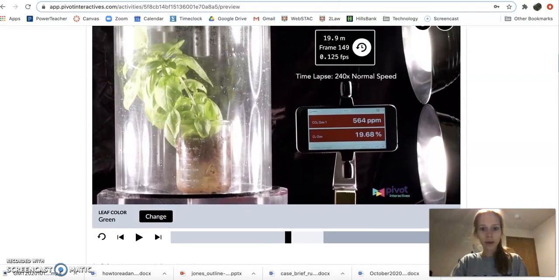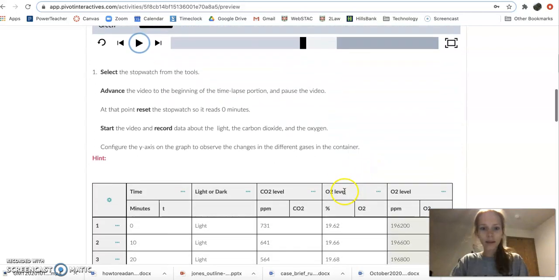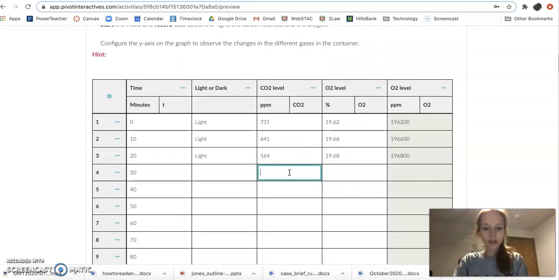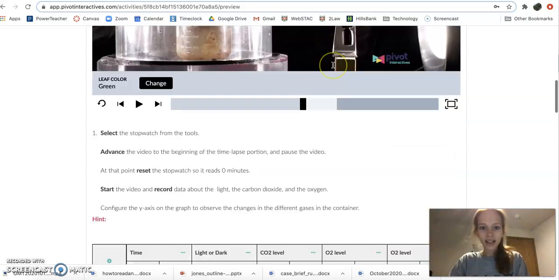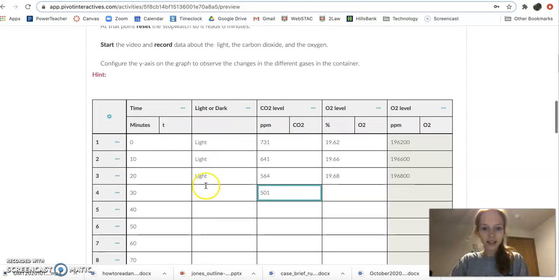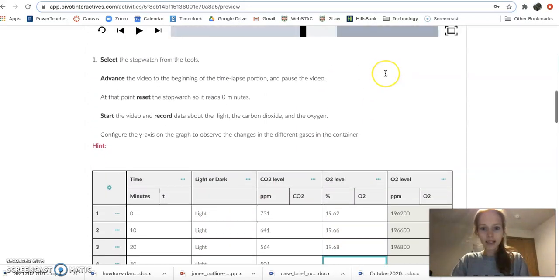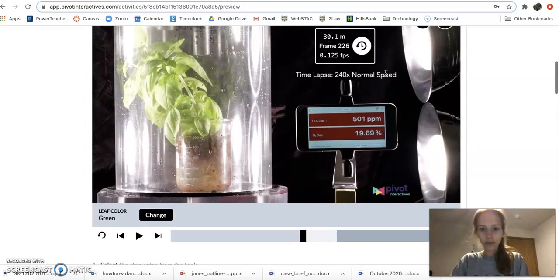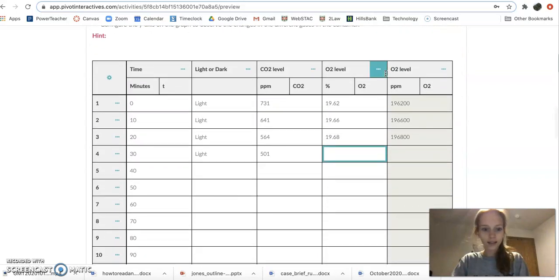Pause at 30 minutes. Remember, I'm looking up here for my time. Play. Pause. Ooh, nice. Go me. I'm clicking like a champ. So at 30.1 minutes, I've got 501 ppm. Is it still light? Yeah, it's still light. And what's my O2 level? 19.69.